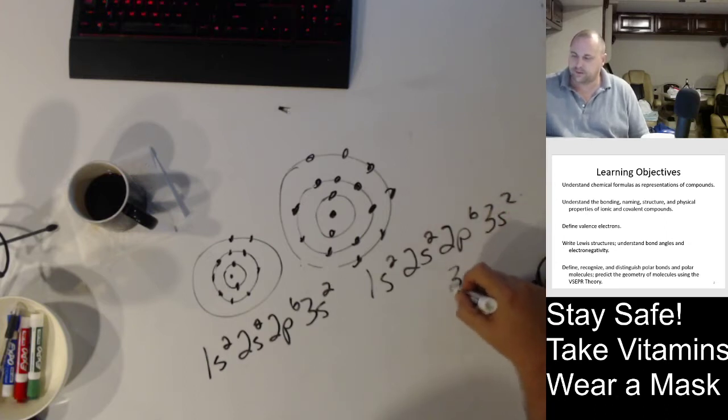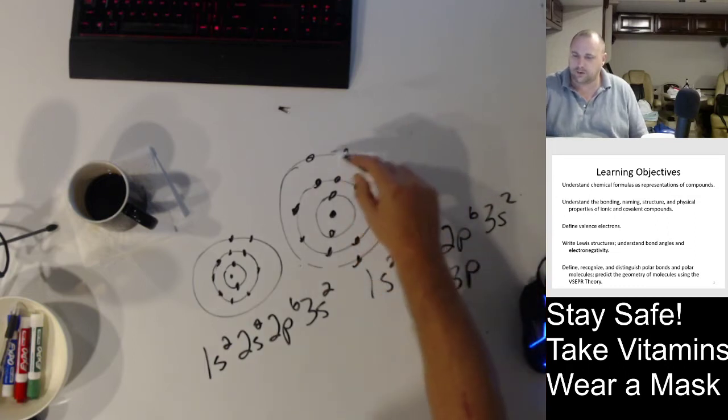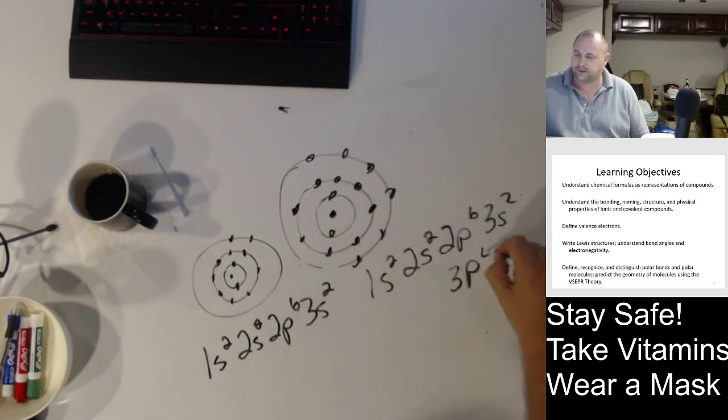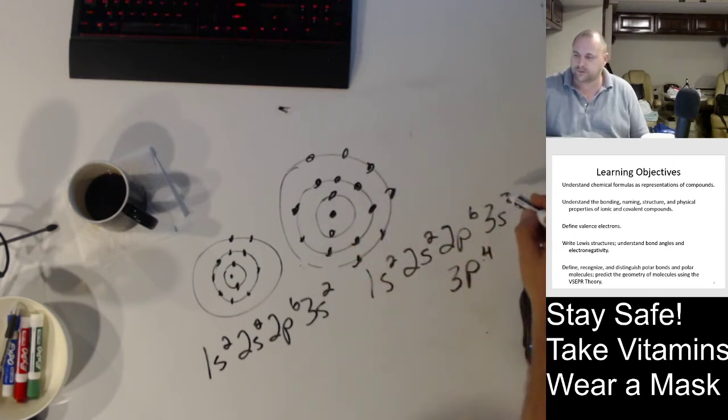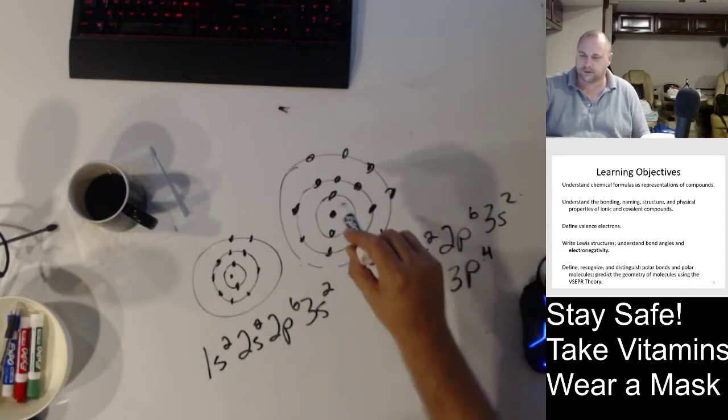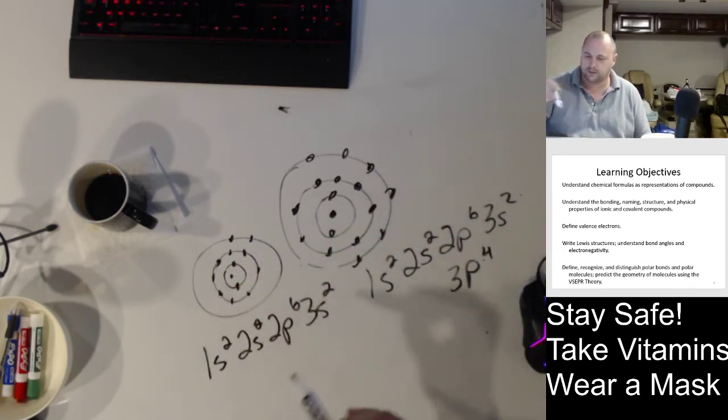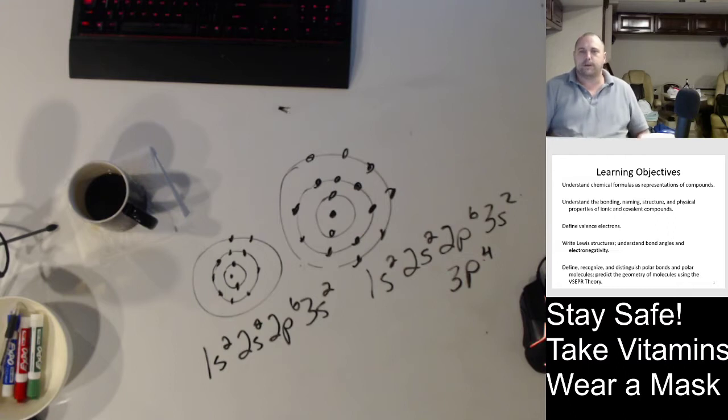Gonna squeeze it. 3p, 1, 2, 3, 4, 5, 6. No, that doesn't add up. So 2, 4, 6, 10, 12, 16. That should be what I got. Yep. And 12 should be what I have here. Yeah. Excellent. So yeah, the sulfur and the magnesium. And they're getting ready to interact.